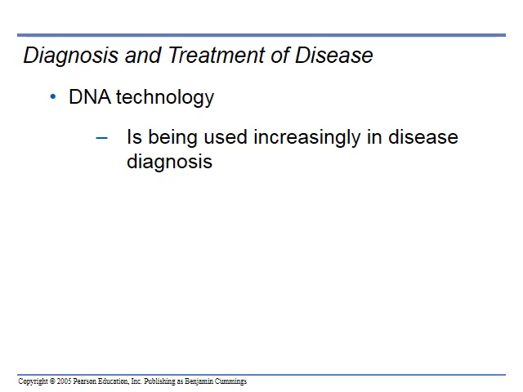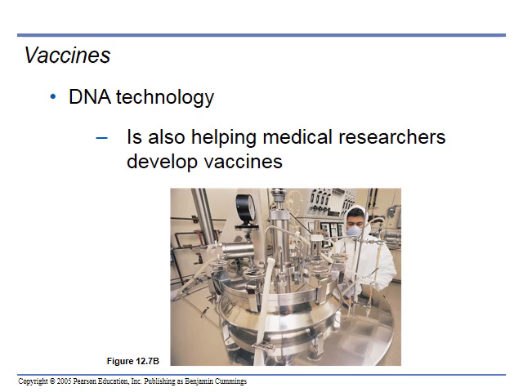All right, DNA technology can be used in diagnosing diseases. Remember we talked about the genetic diseases, Huntington's and cystic fibrosis, and would you want to know if you are a carrier or if you're going to have it if it's Huntington's? DNA technology can tell you that information.